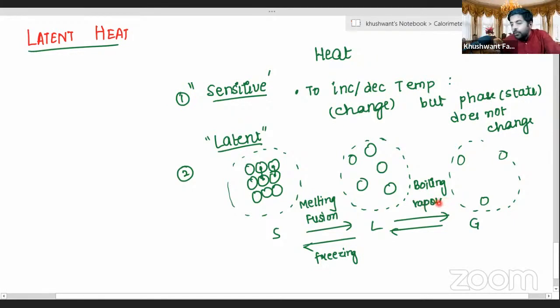Vaporization, just check the spelling on the internet. Alright. Then similarly, the other one is from gas to liquid, which is called condensation. Gas to liquid is called condensation or liquefaction.